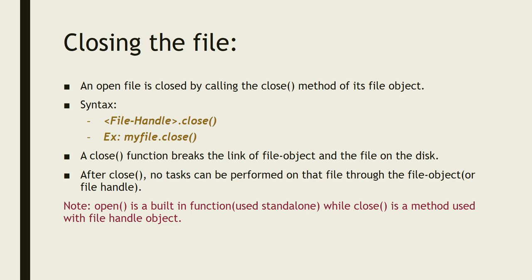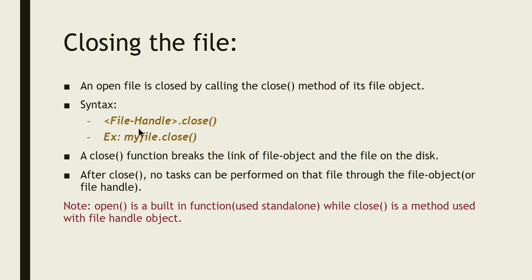In today's session, we are going to close the session by learning how to close the file. Once you open the file, you must close the file. To close the file, there is a function called close. An open file is closed by calling the close method of its file object. That is, you have to call the function close. It does not take any parameters, and it does not return any value.